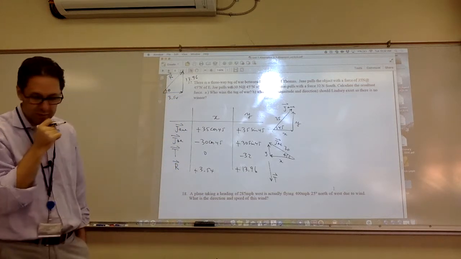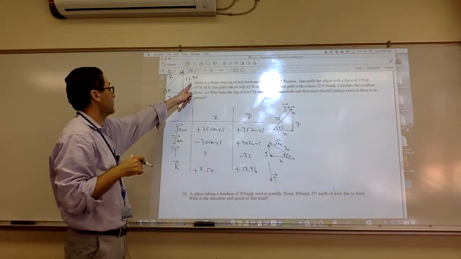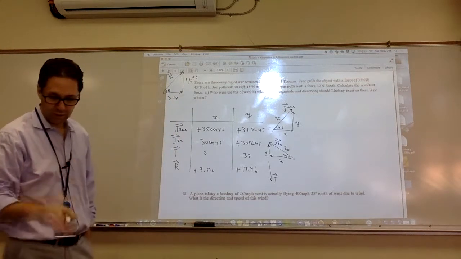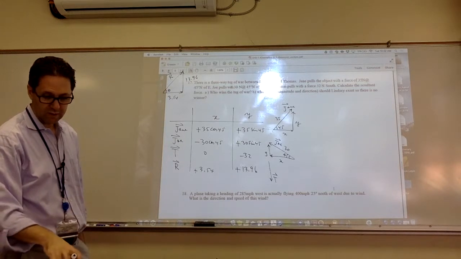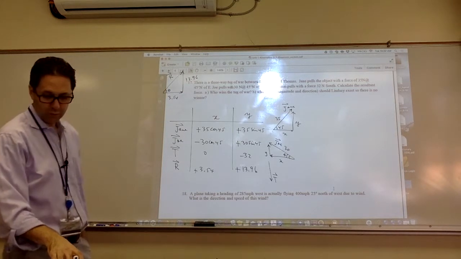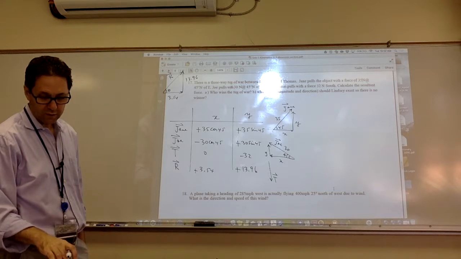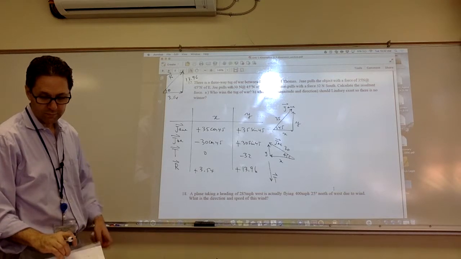So if you do the Pythagorean theorem and you take the inverse tangent of 1396 over 3.54, you get an angle of 75.77, that's 76 degrees, and R is 14.40 newtons.